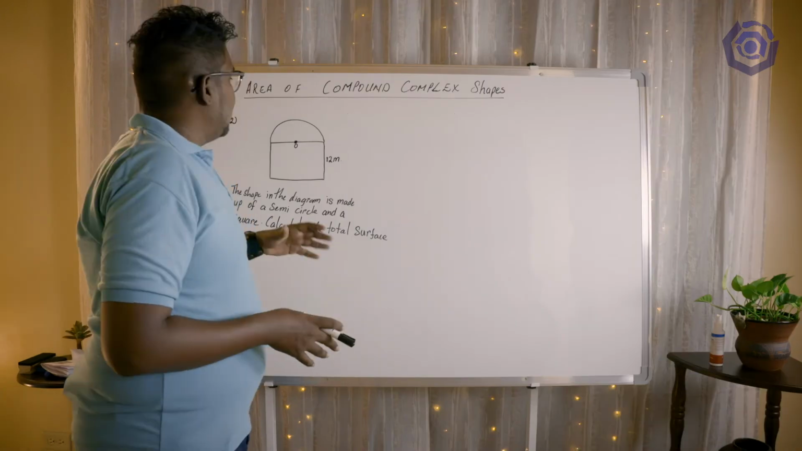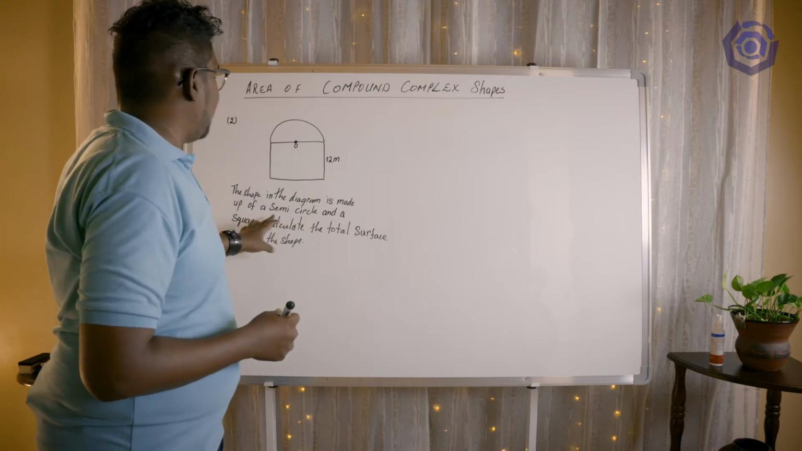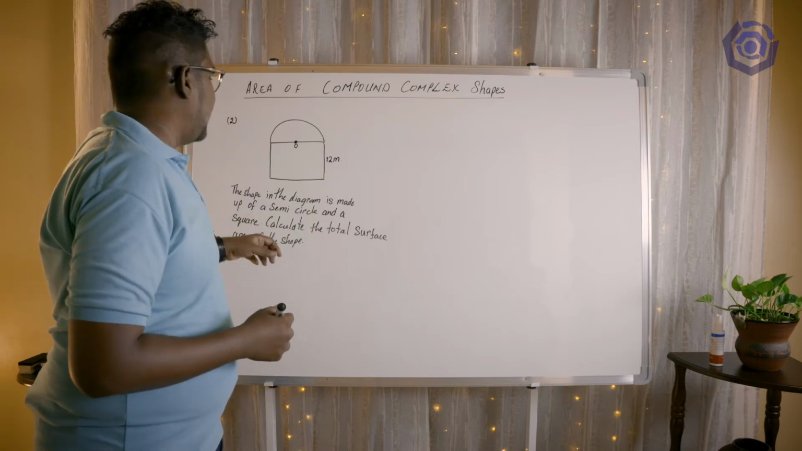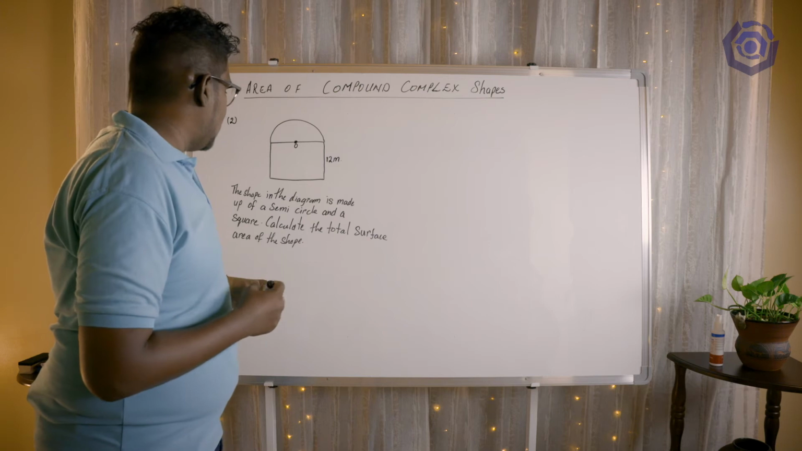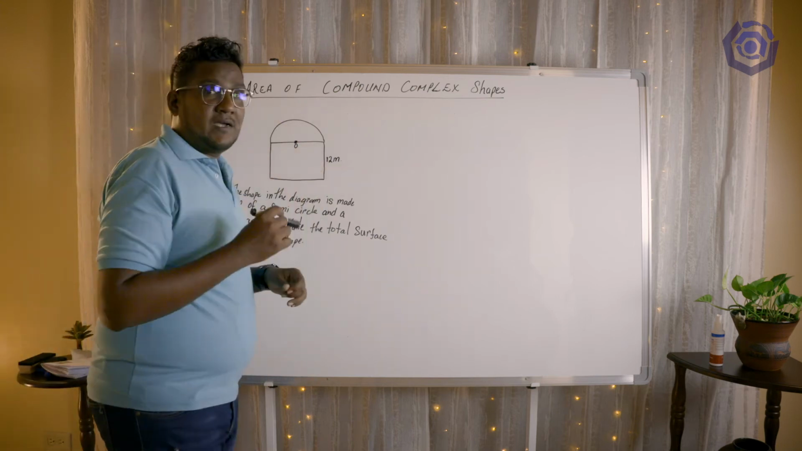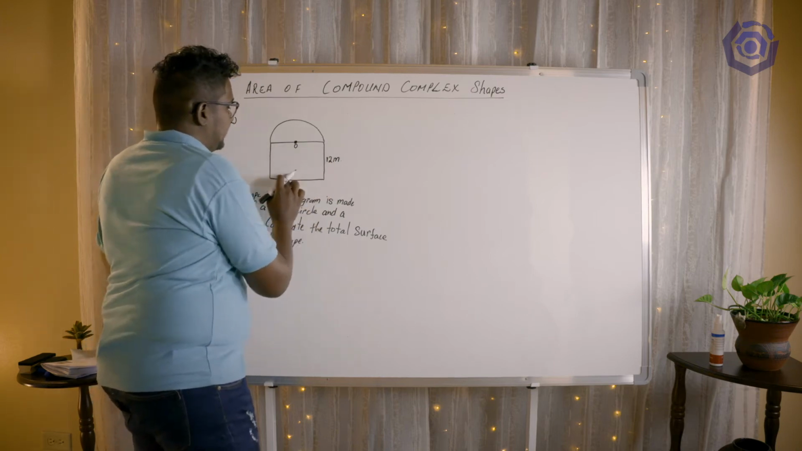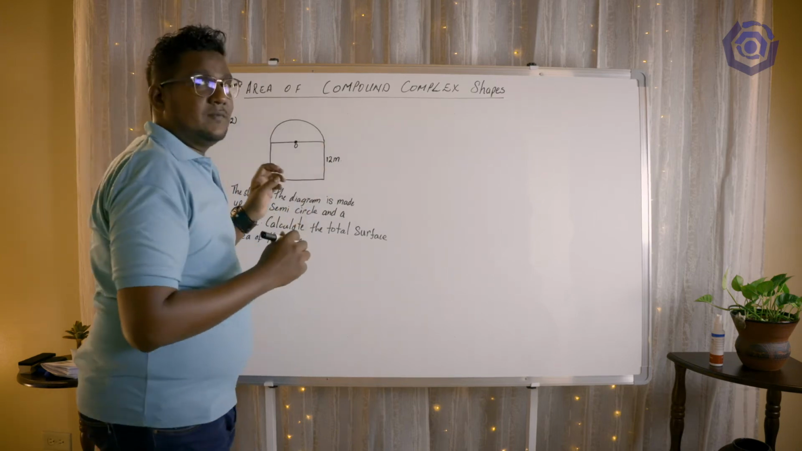Alright, so let's look at a second example. The shape in the diagram is made up of a semicircle and a square. Calculate the total surface area of the shape. Again, this one is the entire shape we have to calculate the surface area for, and we have a square and a semicircle.